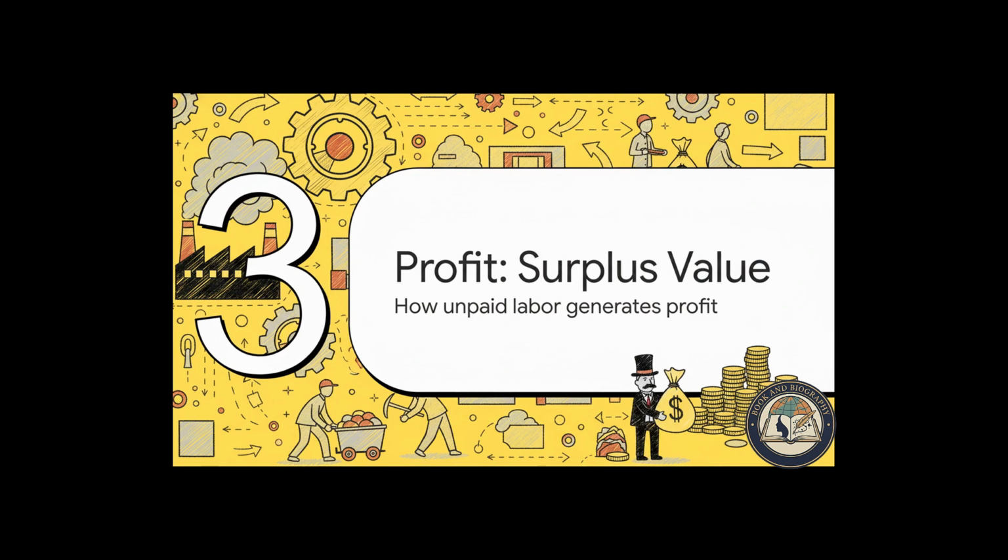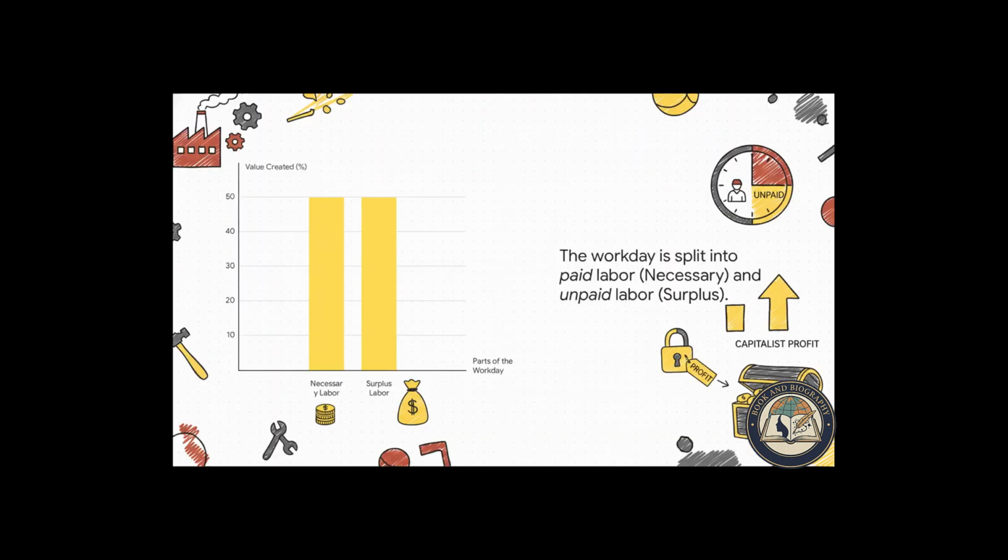And that brings us finally to the solution. The source of all profit, according to Karl Marx, is something he calls surplus value. And that's really just his technical term for the value created by unpaid labor. Let's break down the workday to see how this works. You can think of it as being split in two.